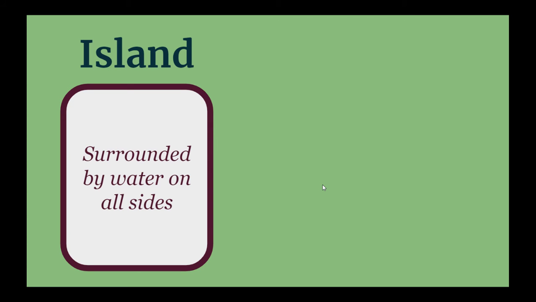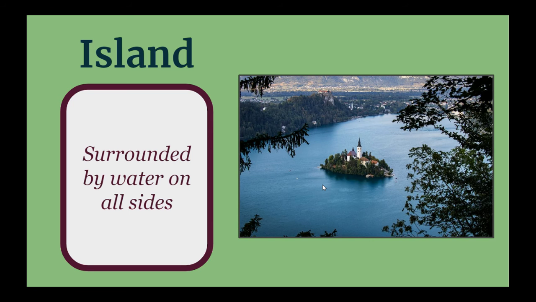The next land feature we're going to look at is an island. An island is surrounded by water on all sides. So here we have a photograph of a teeny tiny island. So this island is right here. It has a little building on it, and it's not attached to land at all. This area of land pops up out of the water and is surrounded by water on all sides.